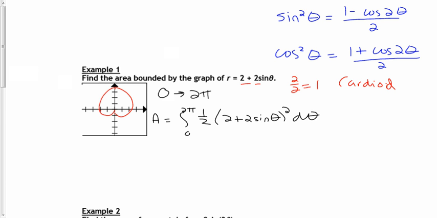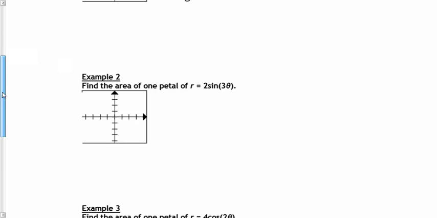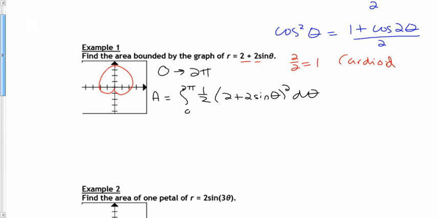So first thing I need to do is actually square this thing out, which doesn't look like it's going to fit over there. So this is going to get kind of squished, so I apologize. We're going to come over here, and we're going to have 1/2 integral from 0 to 2 pi of, when I square that out, I'm going to get 4 plus 8 sine theta plus 4 sine squared theta, d theta.